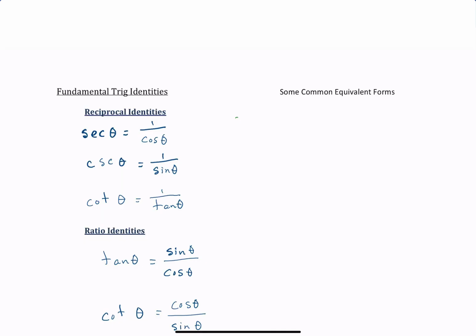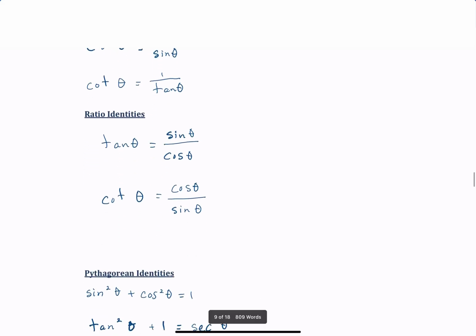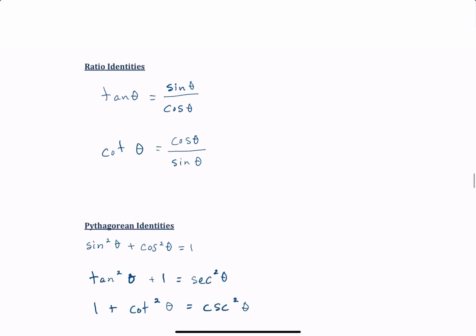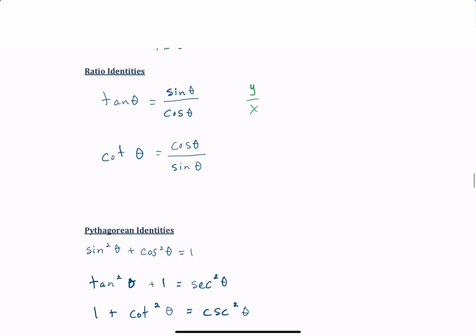Then we have two ratio identities. These you might or might not have noticed when we were defining the trig functions. So tangent of theta we define to be y over x, and if you look at sine of theta, which is y over r, cosine of theta is x over r, if you simplify that ratio, you get back to tangent. So tangent of theta is sine over cosine. Cotangent of theta similarly is cosine of theta over sine of theta.